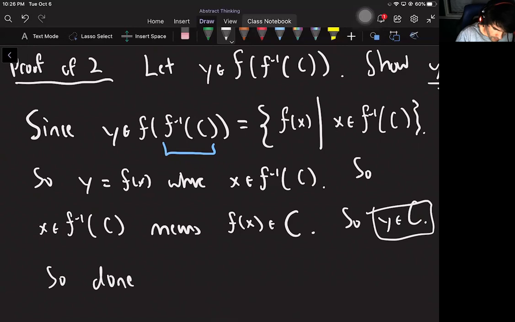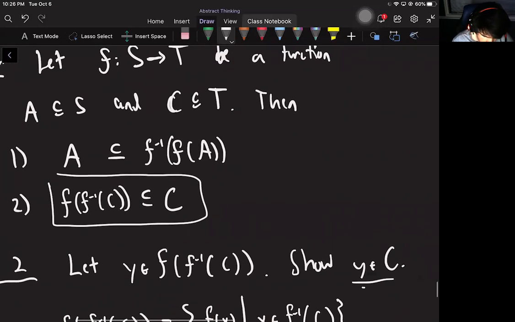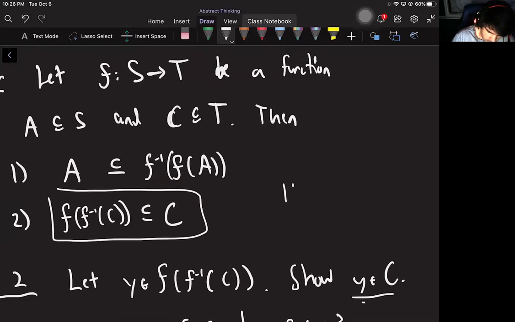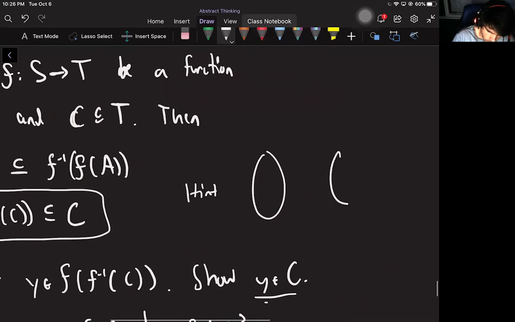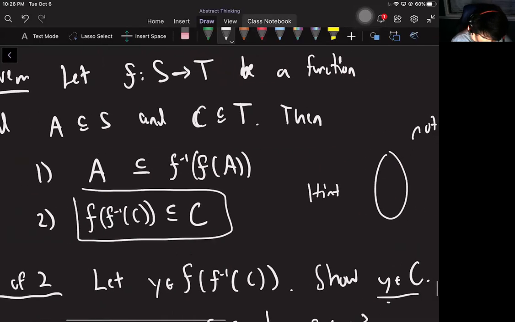Okay. So the more interesting thing is, why are they not equal? Why is this the only direction that works? So I would encourage you to create examples. The hint is make a function which is not surjective and also not injective, to see why these two things are not necessarily equal.